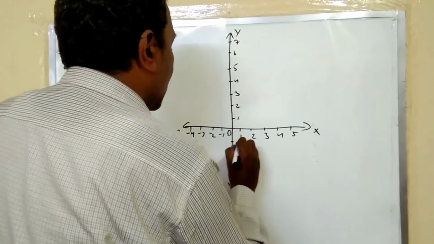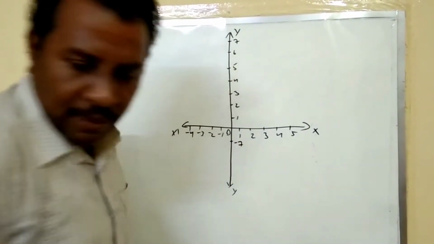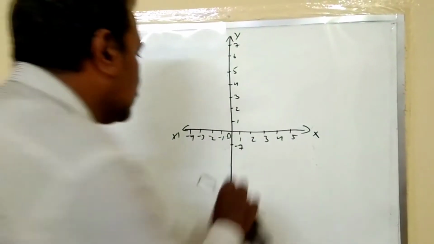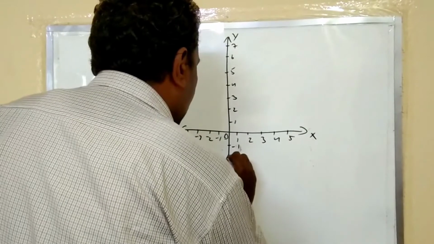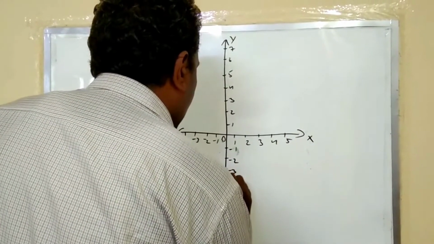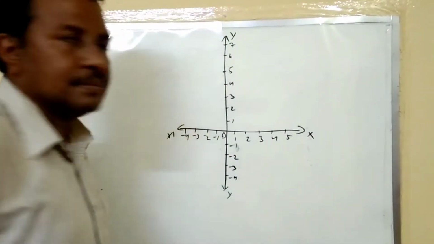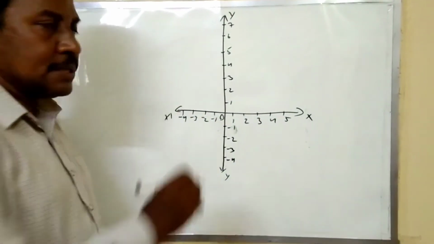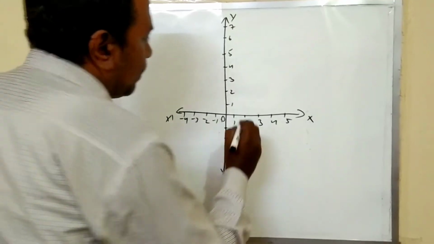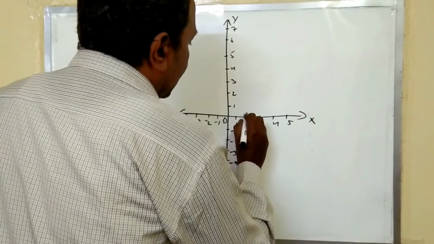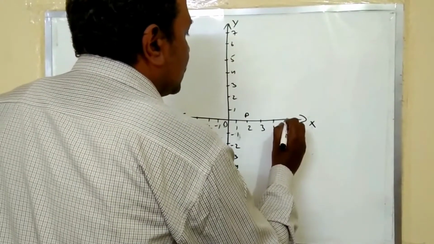-1, -2, -3, -4, so on like that. I am taking any two points on the coordinate axis, I mean x-axis and y-axis. I am taking these 2 points. You take this point some P and this is point R.